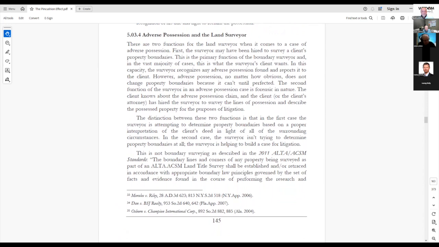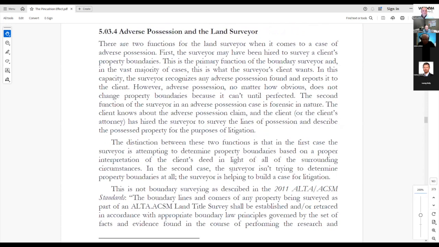There are two functions for the land surveyor when it comes to a case of adverse possession. First, the surveyor, like I talked about, may have been hired to survey a client's property boundaries. This is the primary function of the boundary surveyor. In the vast majority of cases, this is what the surveyor's client wants. In this capacity, the surveyor recognizes any adverse possession found and reports it to the client. And this is kind of what led us into Dean's questions. How do you get pulled into an adverse possession case? Well, this is one of the ways: you recognize signs or those elements there.